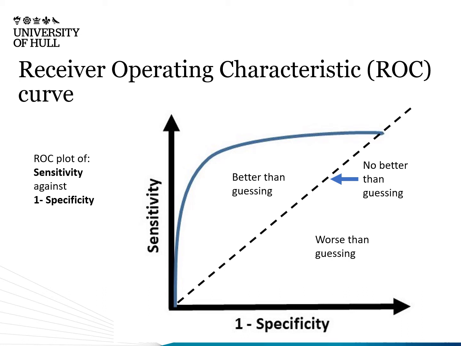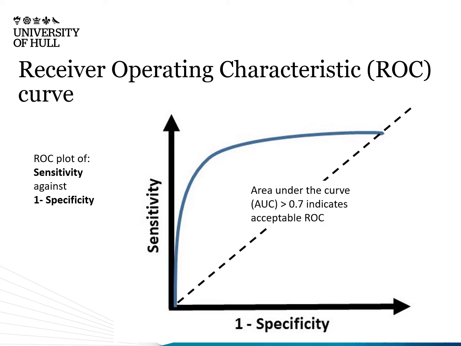diagonal, and it's the area that's enclosed under that curve that is the value we use to indicate a good receiver operating characteristic curve. Generally speaking, we want at least 70% of the area under that whole diagram to be encapsulated by that curve. So an area under the curve of greater than 0.7 or 70% indicates an acceptable receiver operating curve.